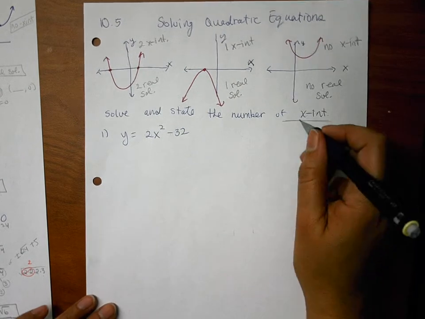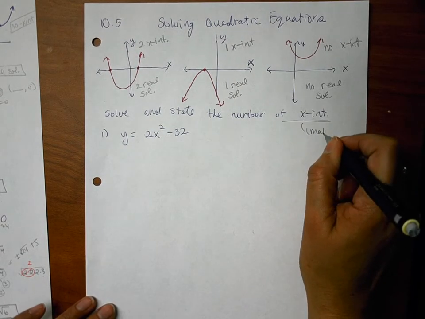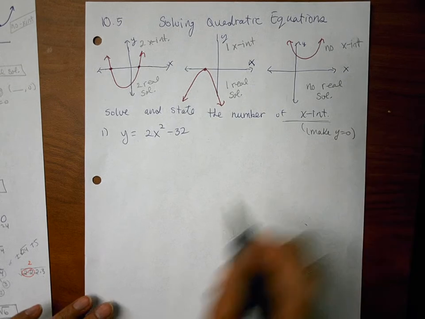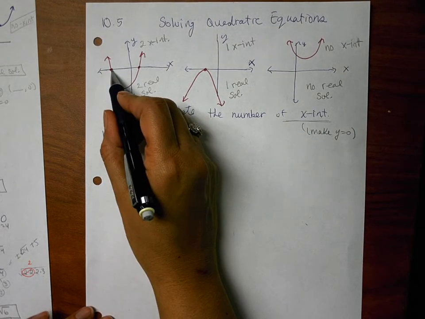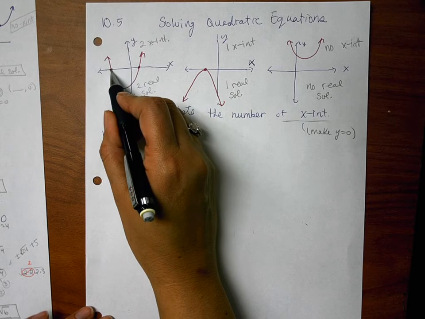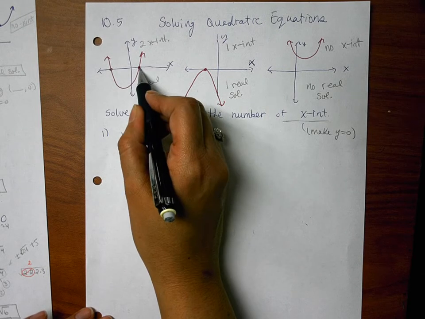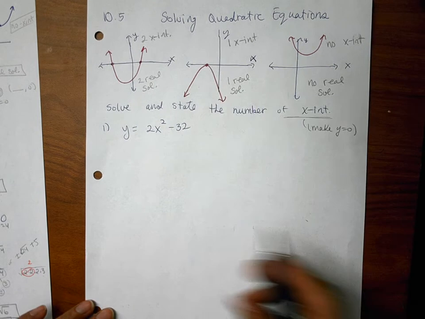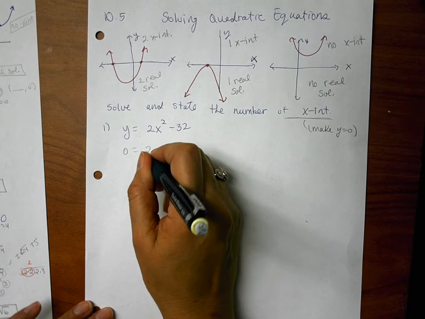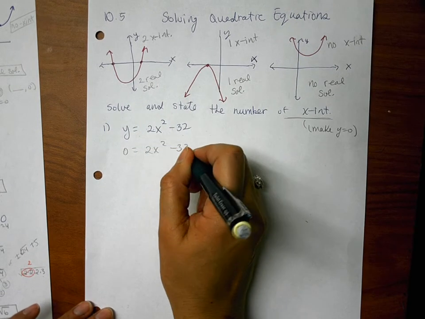When you're looking for x-intercepts, you will always make y equal to 0. That's the way x-intercepts work. X-intercepts, y is 0. You can see that here. You go left, say 4, and you don't go up or down. You go right 2, and you don't go up or down. X-intercepts, the y value is 0. So plug in 0, 2x squared minus 32.